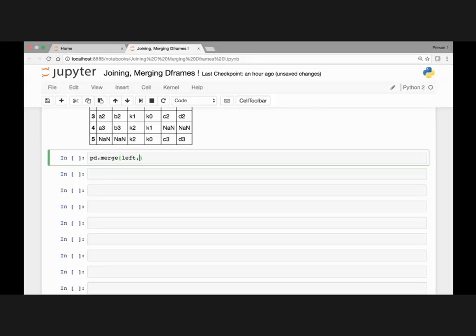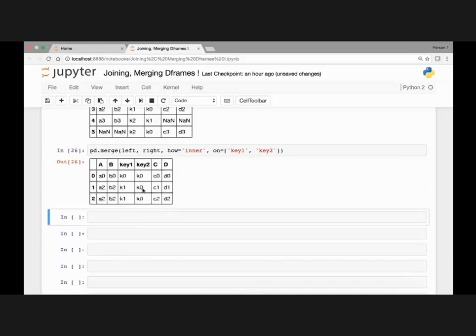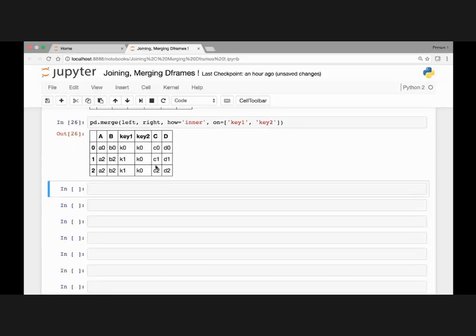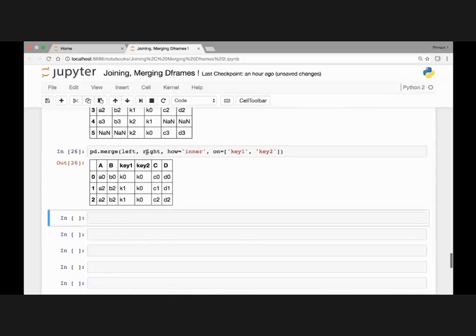So pd.merge will be merging the left and right data frames. How are we merging them? Inner, and we'll be merging them on both key 1 and key 2. Let's run this. Okay, we only have 3 rows. K0, K0, and K1 and K0. Those are the key 1 and key 2 combinations common to both data frames.